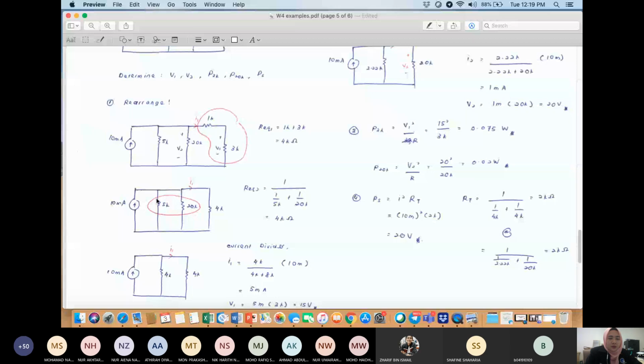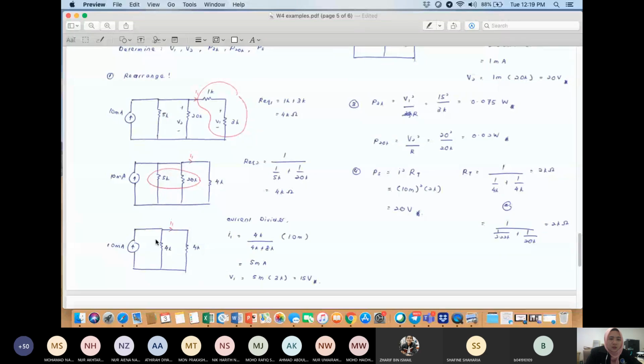So this one, 5K and 20K are in parallel. So R equivalent 2 is equal to 1 over (1 over 5K plus 1 over 20K). So you will get 4 kilo ohm. Okay, so the circuit you will get like this, 4K and 4K in parallel. Then only you can use current divider. You want to find the current over here, I1. So I1 is 4K divided by 4K plus 4K.